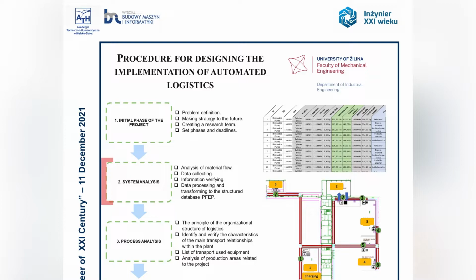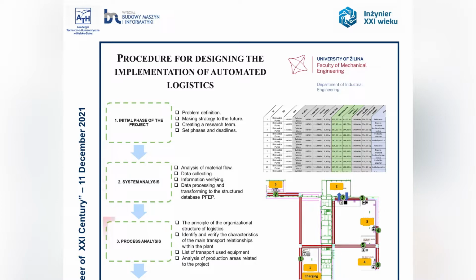This project describes the procedure for the creation and implementation of automated logistics within the plant. After completing the previous stage, you can start collecting and processing data. This includes analyzing the flow of materials, checking the collected information, making rough estimates, processing the data, and transforming it into a structured PFAP database.